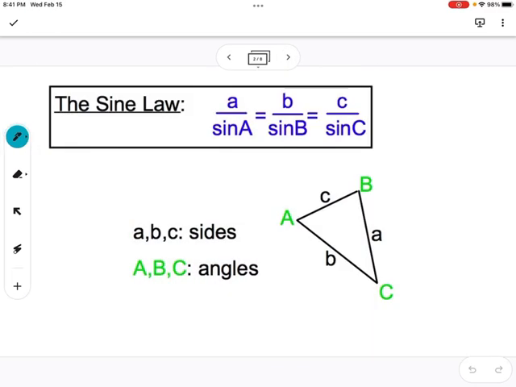So sine law is side A over sine angle A equals side B over sine angle B equals side C over sine angle C. So we only need to use two pieces of the three that are here, but it does show all three pieces. So our lowercase represents our sides, and our uppercase represents our angles.